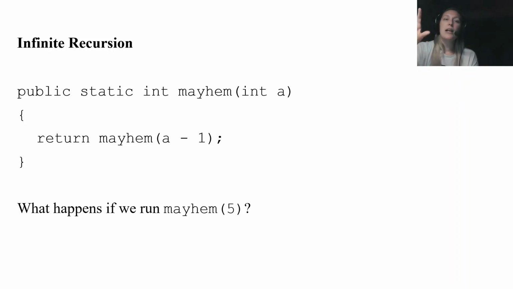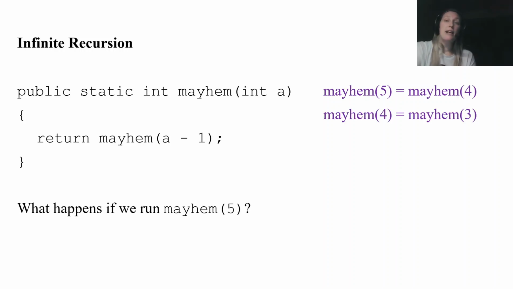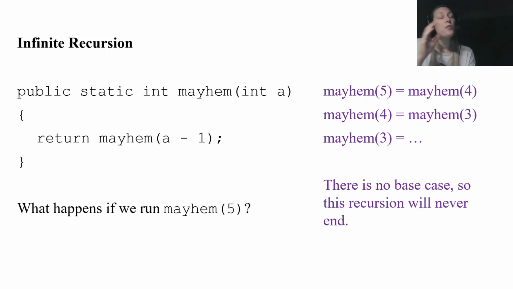Let's trace through this. It's called mayhem, and it accepts one parameter. So let's say I want to run mayhem 5. If I plug 5 in for A, I return mayhem 4. Then mayhem 4 returns mayhem 3. Mayhem 3 returns mayhem 2. Mayhem 2 returns mayhem 1. When does it end? Well, this wouldn't. There's no base case, right? It is just a simple return, a recursive call. So this recursion will never end, and this is our first example of infinite recursion. When there's no base case, you just continue making recursive calls and it never ends.